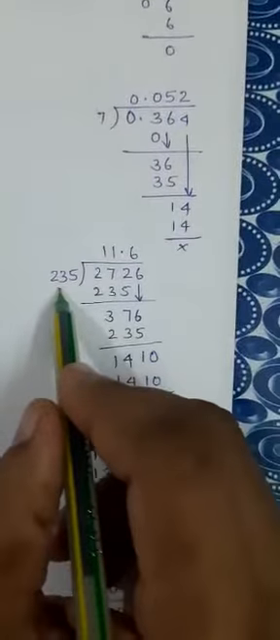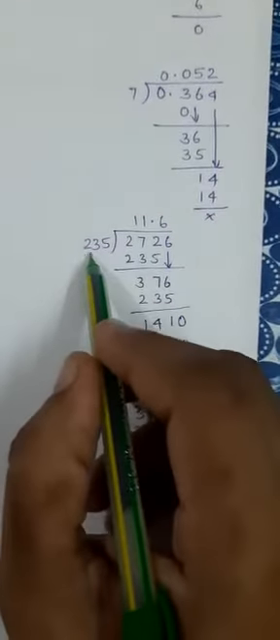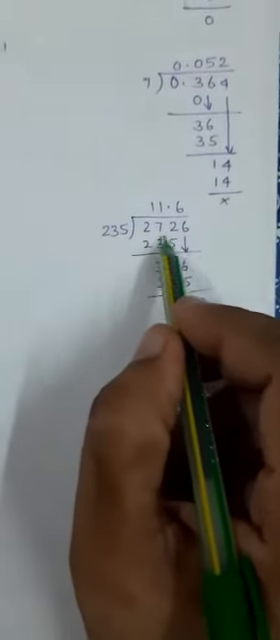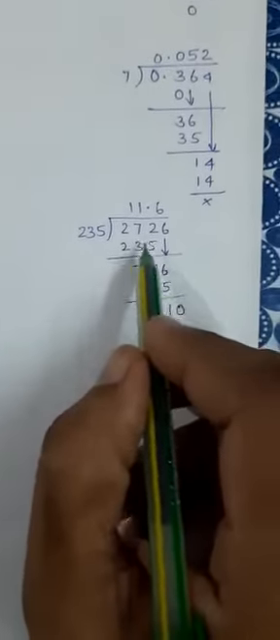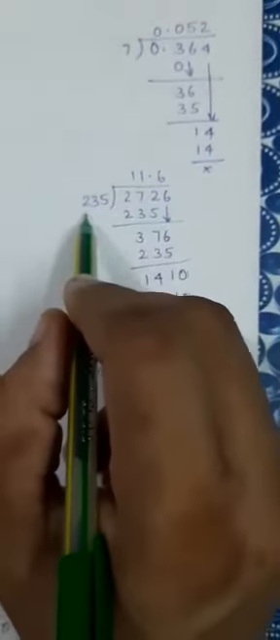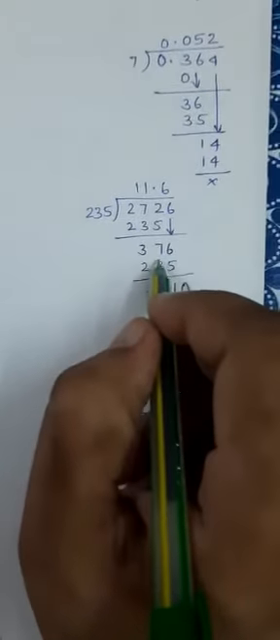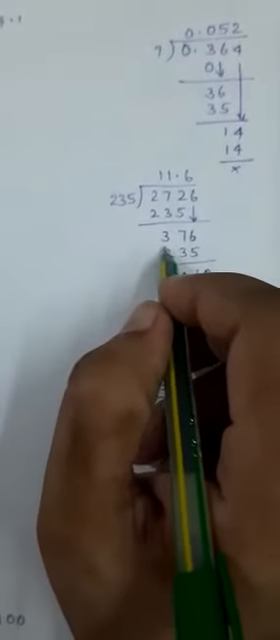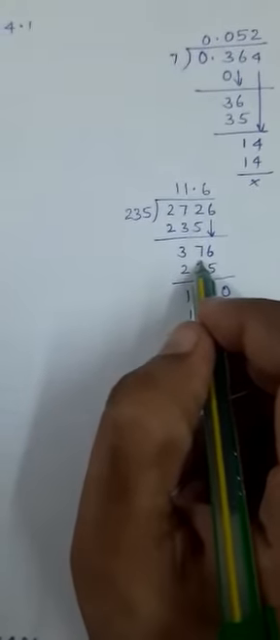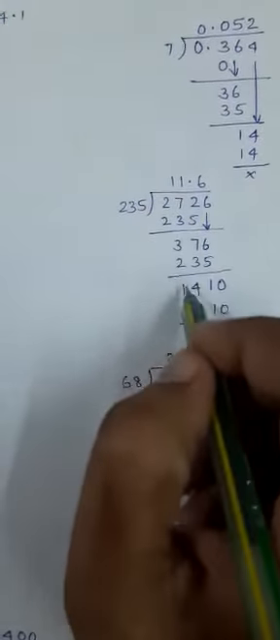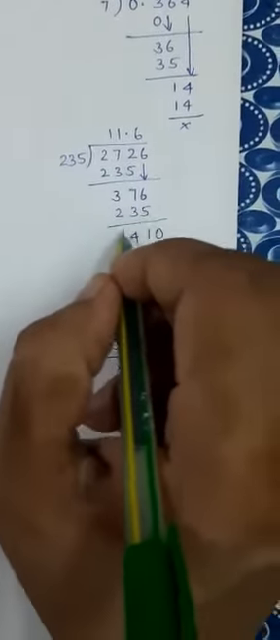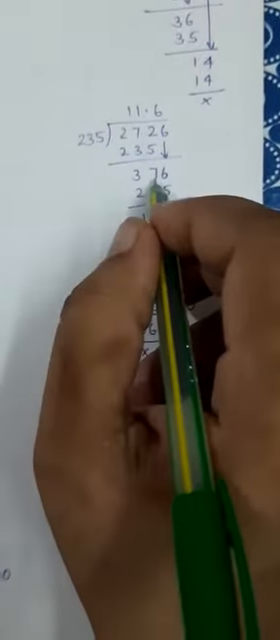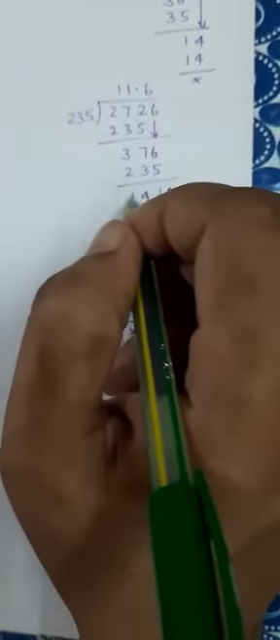On dividing 2726 by 235, this is a 3-digit number, so first take the 3 digits, 272. 272 is greater than 235. So 1 times 235. Subtract: 12 minus 5 is 7, 6 minus 3 is 3. Bring down 6. So the number is 376. 235 is contained only 1 time. So 235. Then subtract: 6 minus 5 is 1, 7 minus 3 is 4, 3 minus 2 is 1.